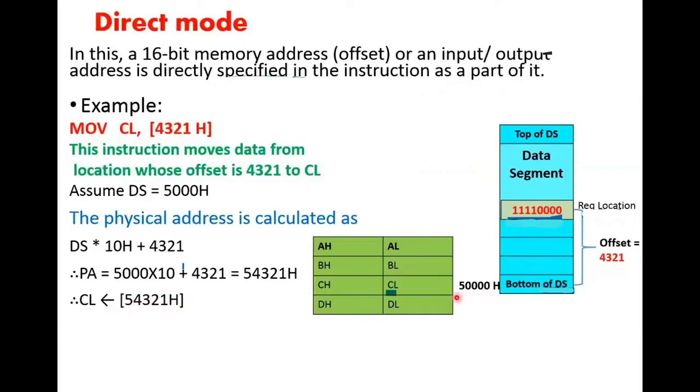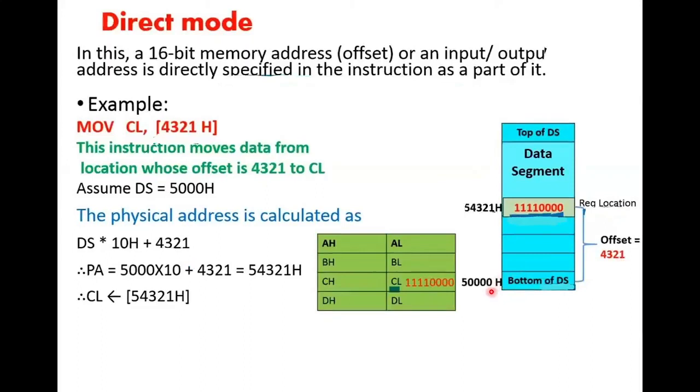Now see this one. The base address is 50000 and the distance is 4321. Then we travel till here. Now I reached 54321. In this memory location, my required 8-bit data is there. That 8-bit data is 11110000. That 8-bit data we now transfer and store in this CL. I hope you understood what this move instruction is performing.